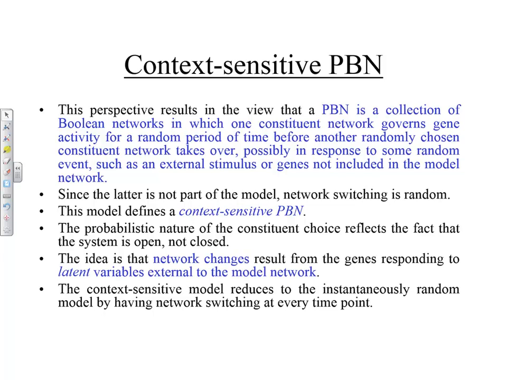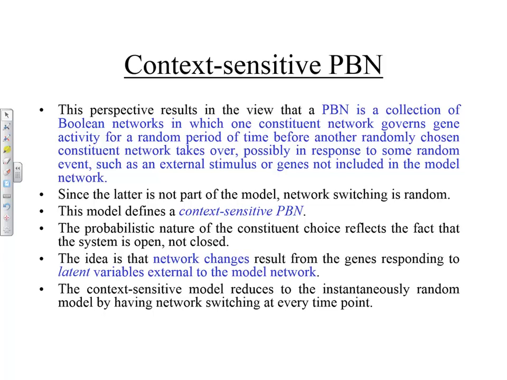So this model defines what is called a context-sensitive PBN. The probabilistic nature of the constituent choice reflects the fact that the system is open, not closed. We don't have the system modeled 100%. Even if you're doing deterministic modeling, you can never model 100%; you'll have some modeling errors. So the idea is that network changes result from the genes responding to latent variables external to the model network.